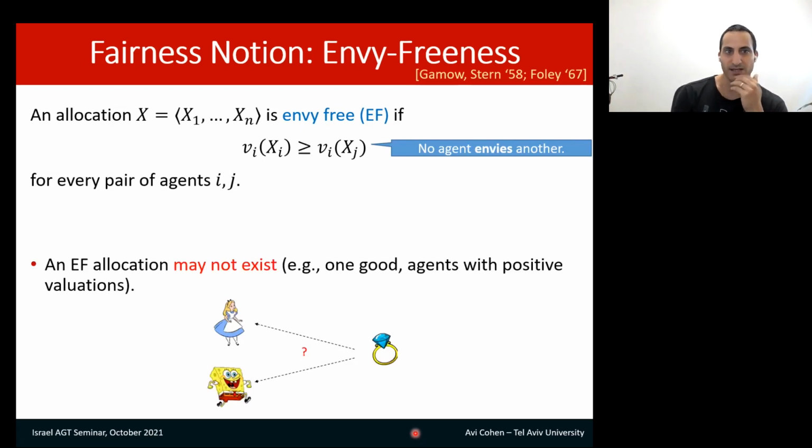And the problem is that we cannot guarantee existence of an envy-free allocation, even for very simple instances. So think of, we have just one good and we want to allocate it to two different agents. One of the agents has to get the good and the other agent has to envy because he has an empty allocation. So we need some relaxation to be able to say anything meaningful.